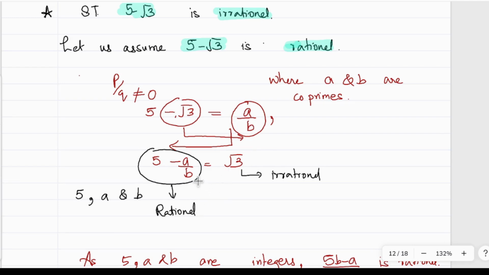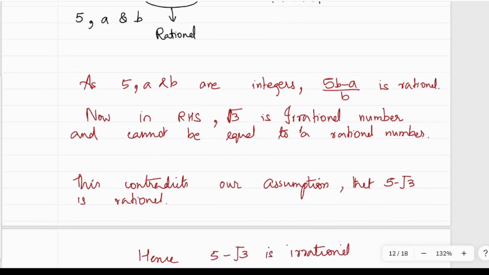So here what is the equation? LHS should be equal to RHS, right? So now here we can tell what? This contradicts our assumption, right? Now RHS is root 3. It is an irrational number. So we have to write our step in this way.